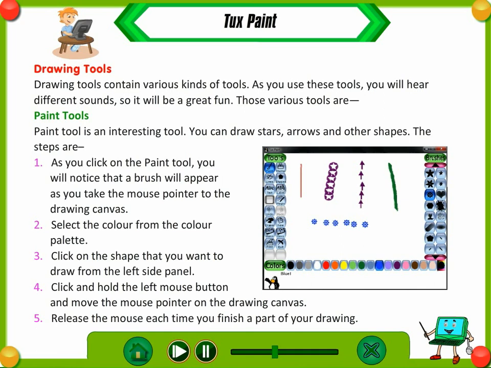The steps are: as you click on the paint tool, you will notice that a brush will appear as you take the mouse pointer to the drawing canvas. Select the color from the color palette. Click on the shape that you want to draw from the left side panel. Click and hold the left mouse button and move the mouse pointer on the drawing canvas. Release the mouse each time you finish a part of your drawing.